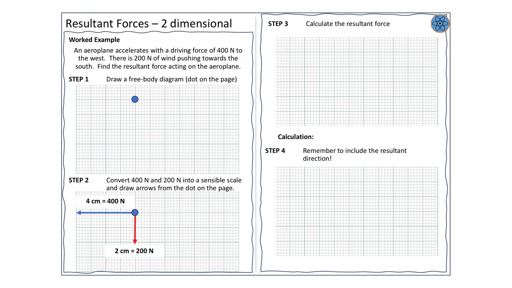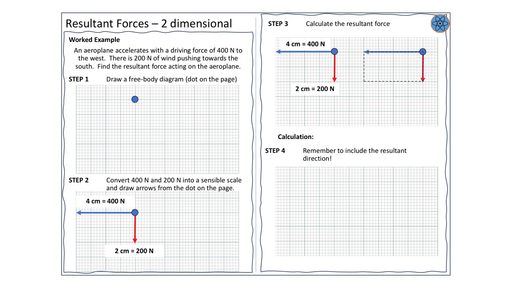So for step 2, we need to convert 400 and 200 newtons into a sensible scale. So I've chosen 400 newtons to be 4 centimetres and 200 newtons to be 2 centimetres. So the blue line is going left or west by 4 centimetres or 400 newtons and south 2 centimetres or 200 newtons. But notice it's always drawn from the dot.